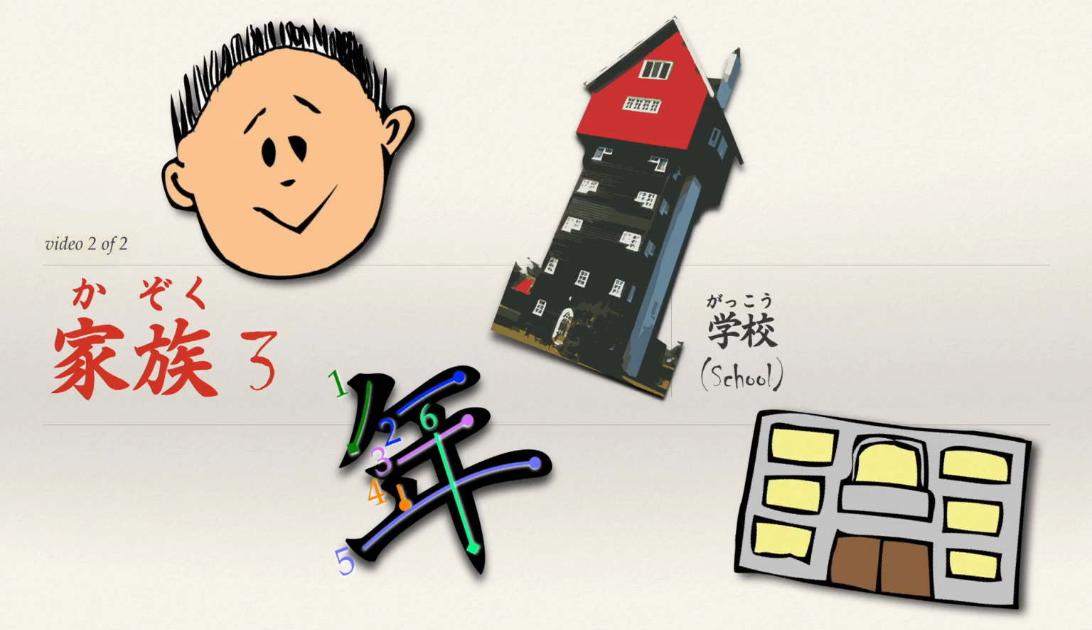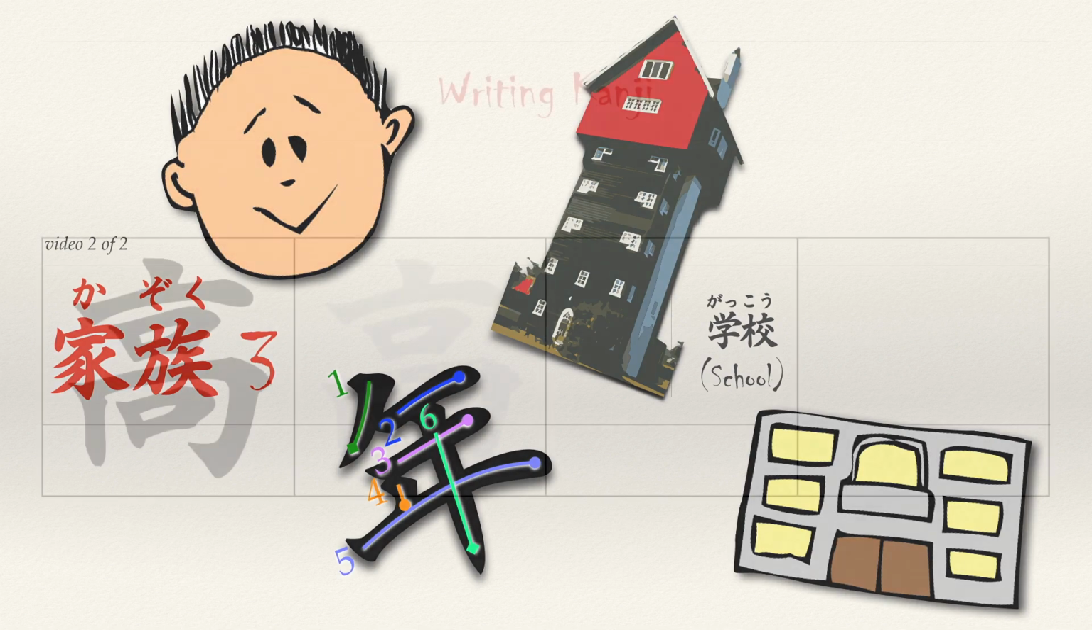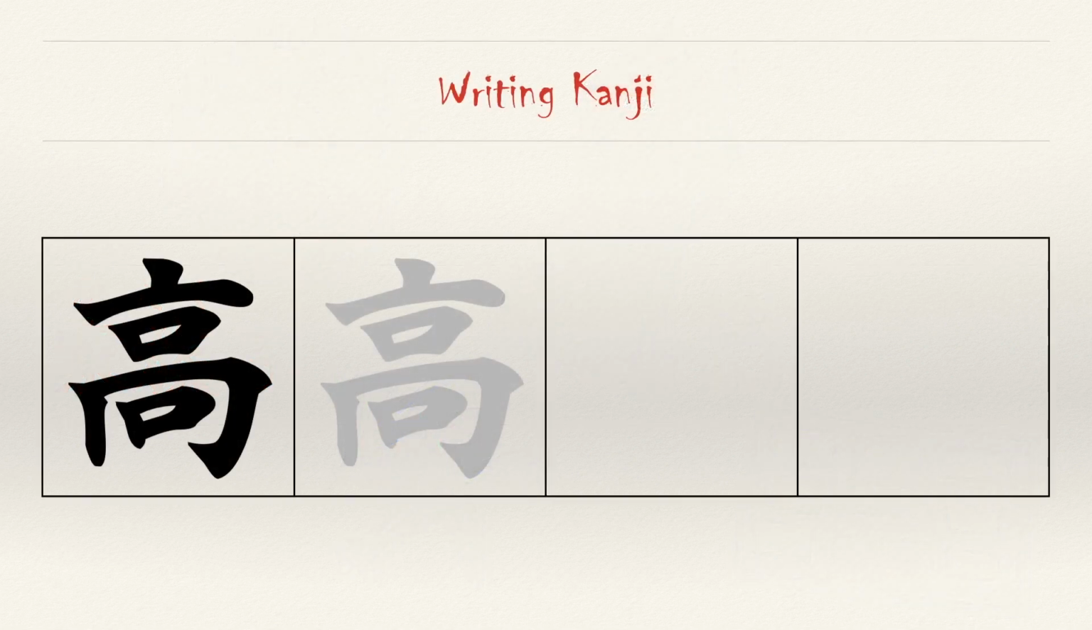In our second video today, you'll be introduced to 3 more kanji relating to school. We'll also introduce 2 optional characters. You do not need to learn the optional characters at this time, but you will need to know them later this year. Our first character for this video is tall or high.